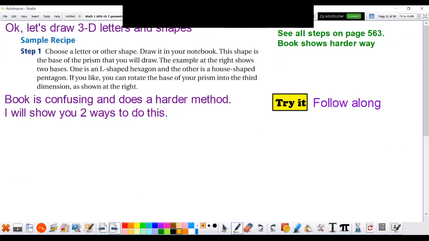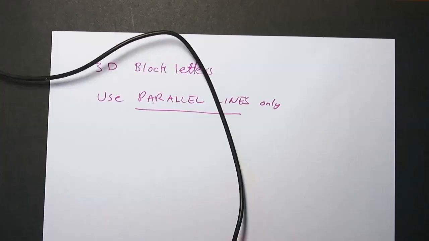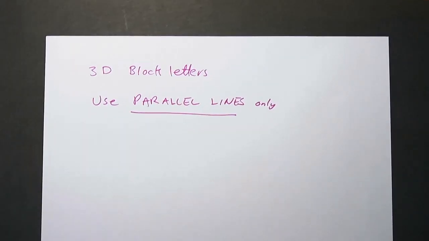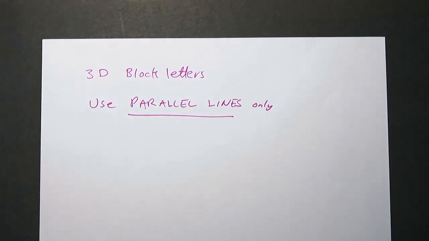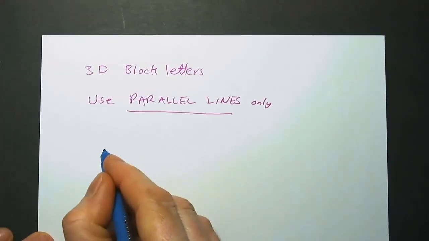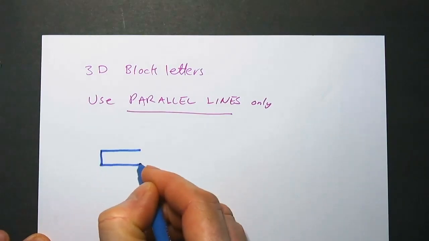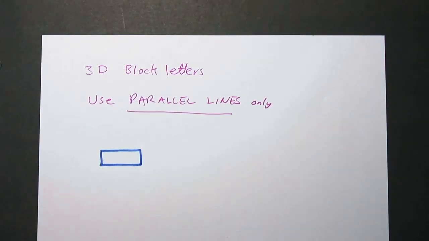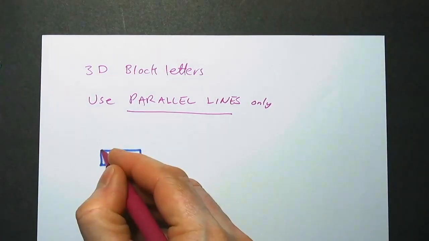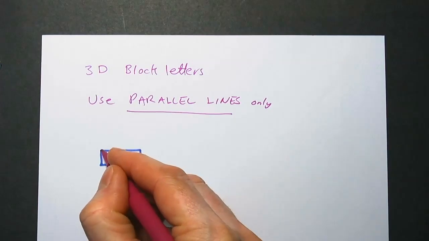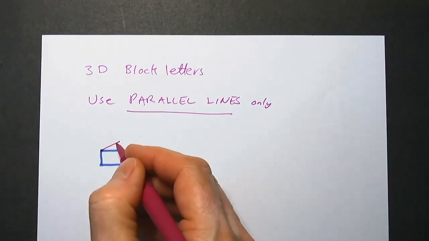Next page. Okay, now we're going to try to draw 3D letters. So I'm going to do this on a piece of paper. Okay, so the secret to doing 3D letters or any 3D shape is to use parallel lines. So if I drew something simple like a rectangle, one way to get this to turn 3D is pick a corner, any corner, like this corner, and go in any direction you want. Maybe like that. You can go any length you want.